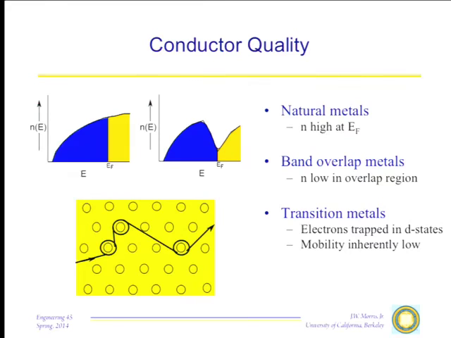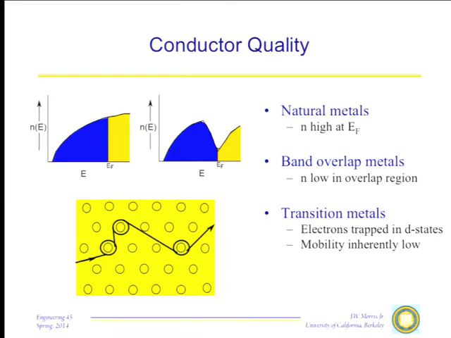How many electrons are there that have energies very close to the Fermi level so they can be easily excited and can run through the material? In natural metals, where the Fermi level is right near the middle of the band, that density of states is always very high. How high depends on what metal we're talking about, and copper, silver, and gold have slightly different densities of states at the Fermi level. Aluminum's a little bit lower, but they're all high. So these are all good metals.